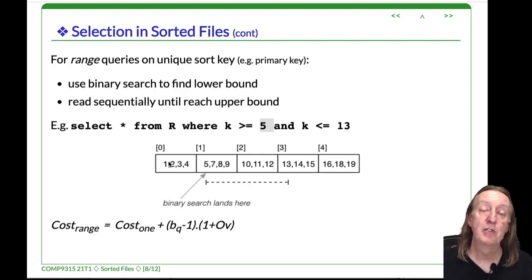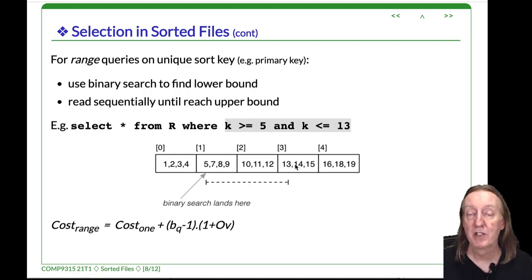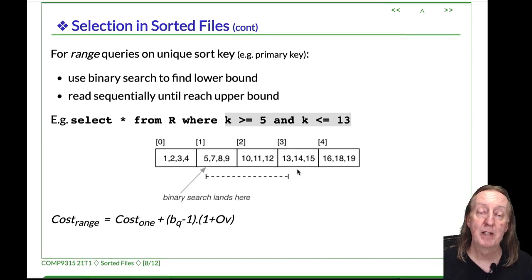And 5 is the minimum value in this page, which we could easily work out. Therefore, we don't need to scan further back, but we do need to scan forward while we find values that fall within the range. And we scan forward until we find a k value that's larger than 13. So when we reach this page, we look at that tuple, then we look at this tuple and say, well, that's larger than the upper bound of our scan, so we'd stop at that point.